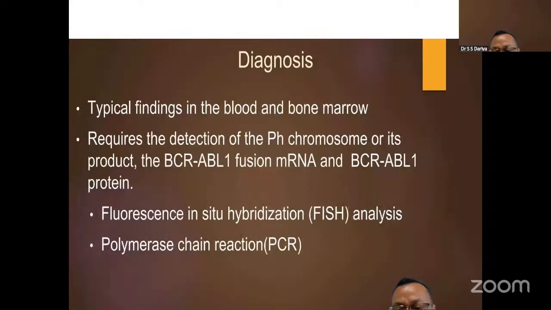Now, how do we diagnose? Typical findings in blood and bone marrow require detection of the Philadelphia chromosome or its product, the BCR-ABL fusion, the mRNA and the BCR-ABL protein. It can be done by either FISH, which we know as fluorescence in situ hybridization, or second, PCR, the polymerase chain reaction. The best one is the PCR.